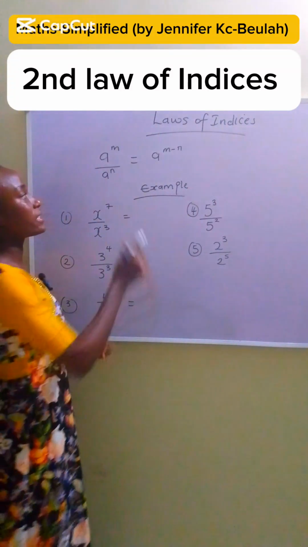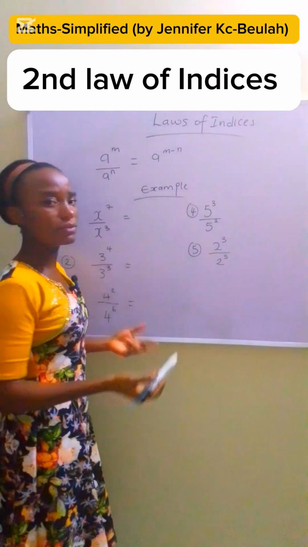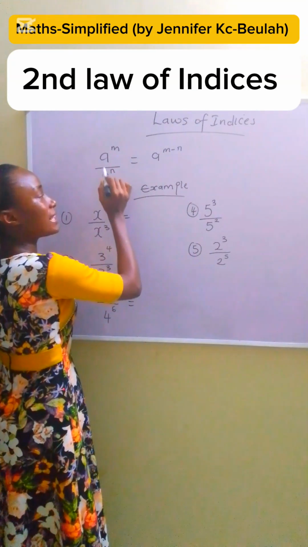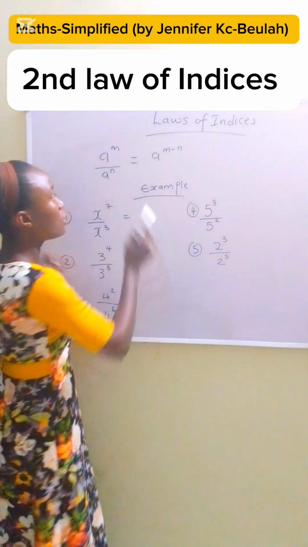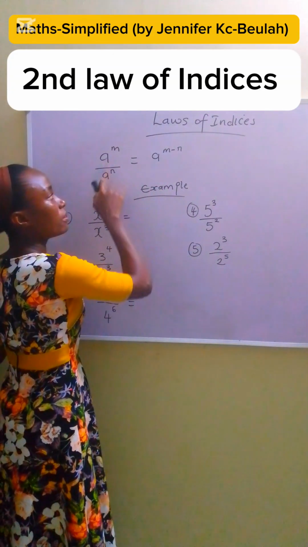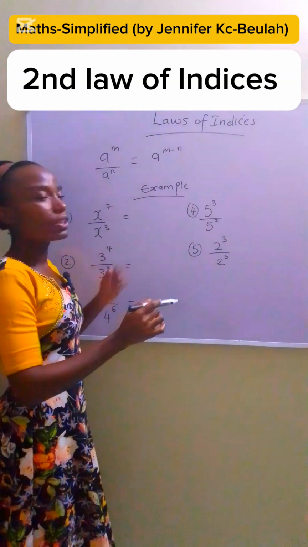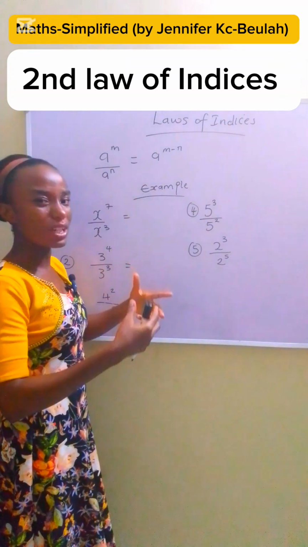This is the second law, which says the division law. So we have a raised to the power m over a raised to the power n. How will you do it? Very simple. Once the bases are the same, like I said in the last class, just pick one number. Pick one of the base, which is a. Now we have m. Now in division law, the powers will be subtracted.